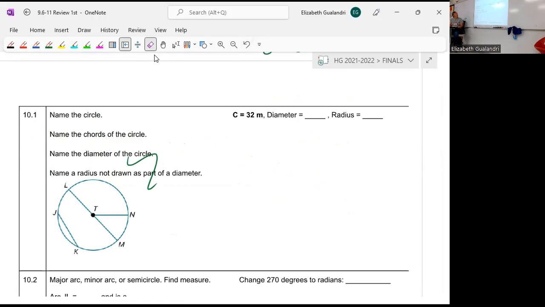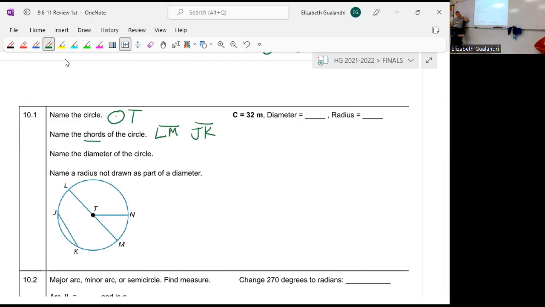Okay. So we have naming the circle, naming different parts of the circle, and going from there. So naming this circle, this is circle T. You do a circle with a dot in the middle and a capital letter. That would be circle T. Chords of this circle. So chords go from side to side of the circle. You do have LM that is a chord. Yes, it is a diameter, but it is also a chord. And you have JK that is a chord. So if you're naming all of the chords, you would name both of those. Okay, TM is not a chord.